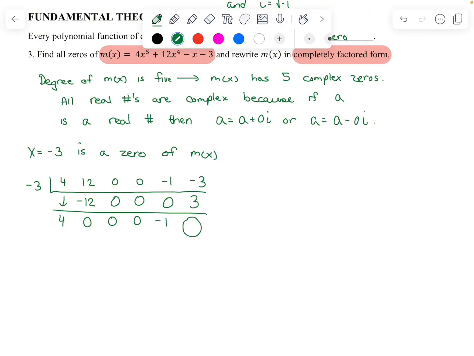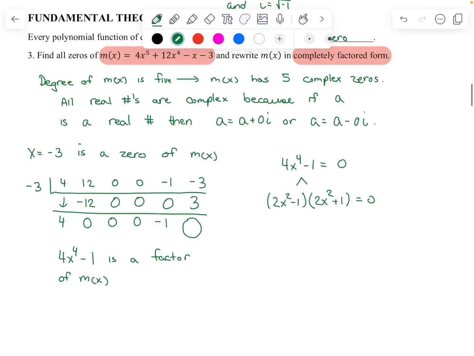So now we have the 4 and the -1. 4 is the coefficient of x to the 4th, and -1 is the constant term. So 4x to the 4th minus 1 is a factor of m of x. And now we're going to set that factor equal to 0 and solve for x. So we have 4x to the 4th minus 1 is equal to 0. And this factors as 2x squared minus 1 times 2x squared plus 1. Setting each factor equal to 0, we have 2x squared minus 1 is equal to 0, and we have 2x squared plus 1 is equal to 0.